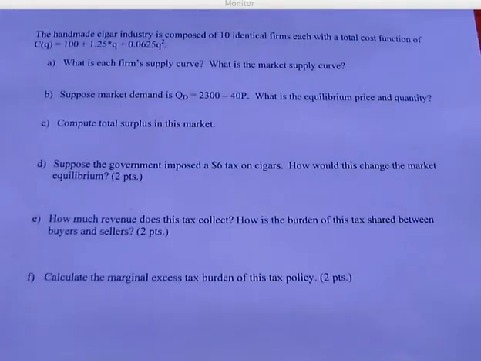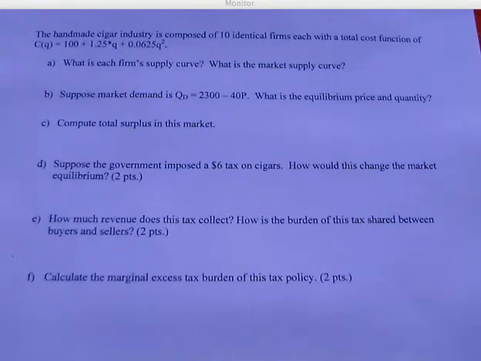The key, as you look at the first question, which is what is each firm's supply curve and what is the market supply curve, is to remember that each firm will supply as long as the price being provided by buyers in the market is greater than or equal to the firm's marginal cost. So if I have a price of $6, I will supply as long as the marginal cost of each unit is less than $6, because if the price is greater than the marginal cost, I'm going to make money on that unit.